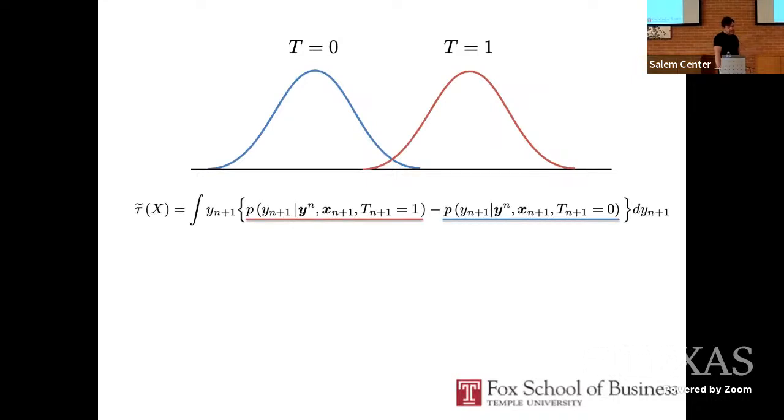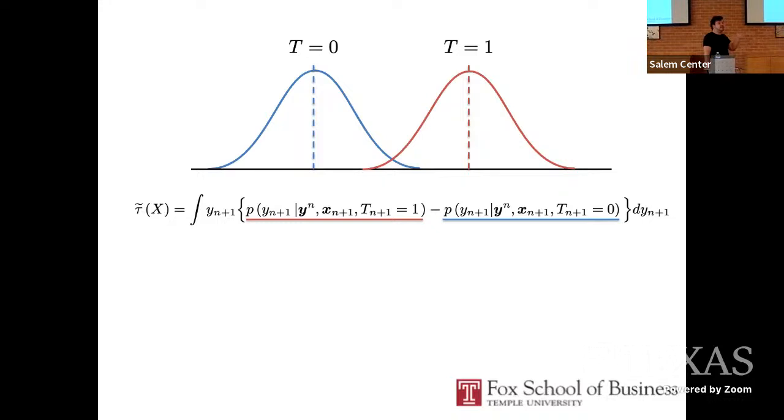The heterogeneous treatment effect is defined as the difference between the predictive distributions of y n plus 1 given t equals 1 and y n plus 1 given t equals 0. That difference is the HTE. What I show is that if the red part converges to the truth and the blue part converges to the truth, then as the HTE is defined as the difference between the two, we indirectly get consistency of the HTE itself.